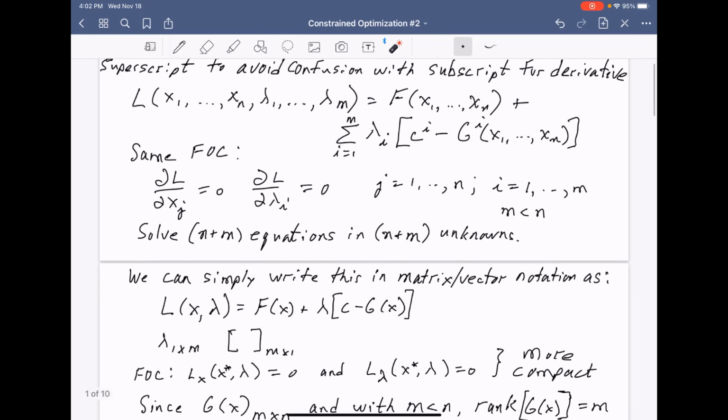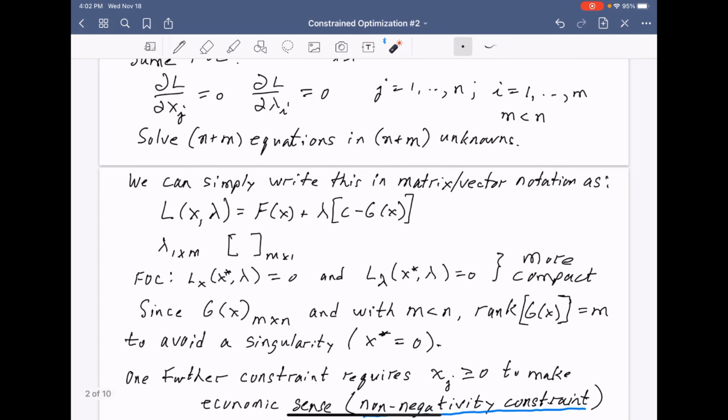Now we can write this same problem in more compact form in matrix vector notation, where we have L, a function of x and lambda, where x and lambda are vectors. Lambda is a row vector, 1 times m, because there are m constraints, and x is a column vector of the 1 to n variables to solve for. This piece in brackets is an m by 1 vector in the end, even though g of x itself is a matrix.